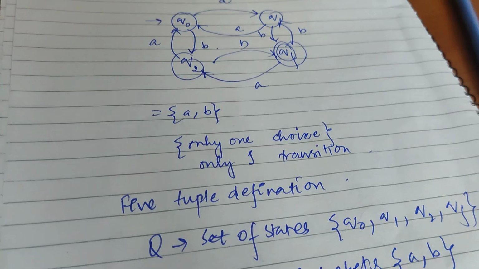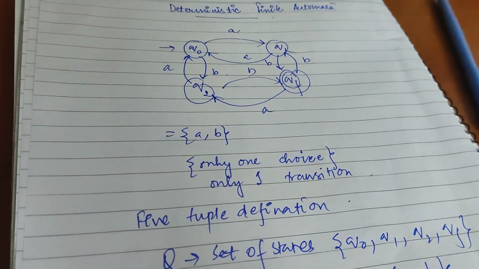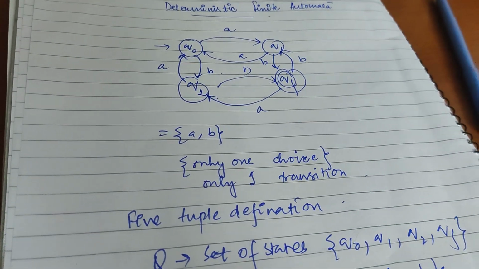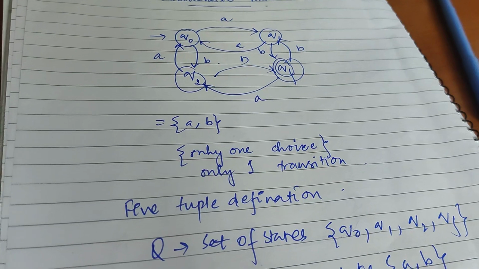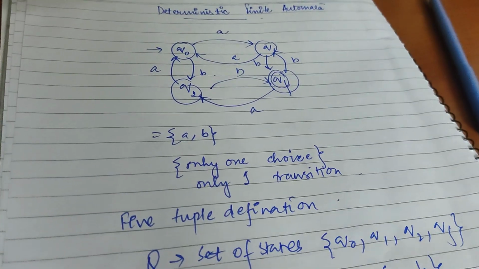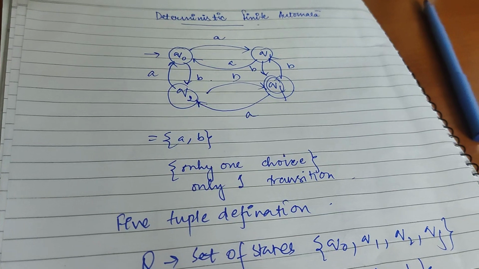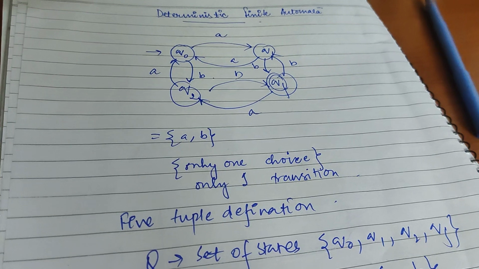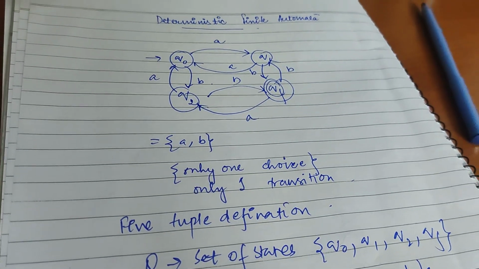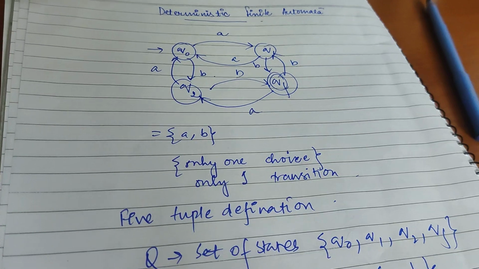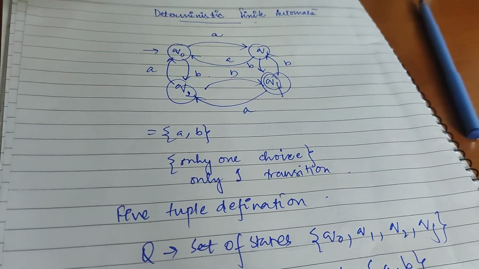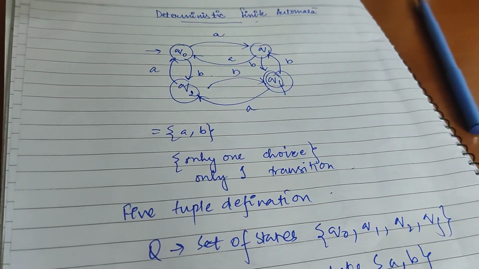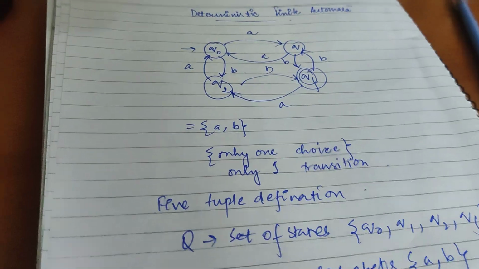And thirdly, no null moves are allowed in DFA. On the other hand, in NFA, you can use null moves. If you want to reach from Q0 to Q1 and there is no symbol available, you can use the null moves, and dead configurations are allowed. What is a dead configuration? From Q0 to Q1, if you want to move, you are using A, but there is one more alphabet given, B, but you are not using B to reach anywhere. That is called a dead configuration, which is allowed in NFA, right?